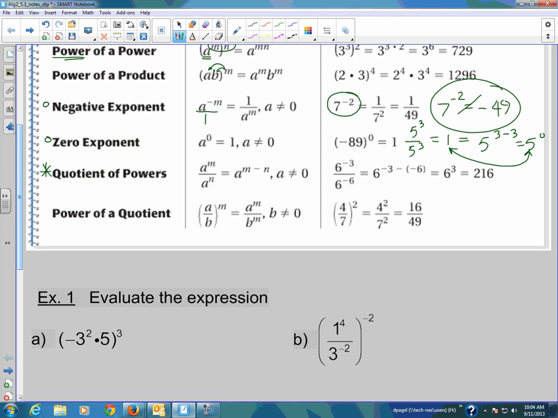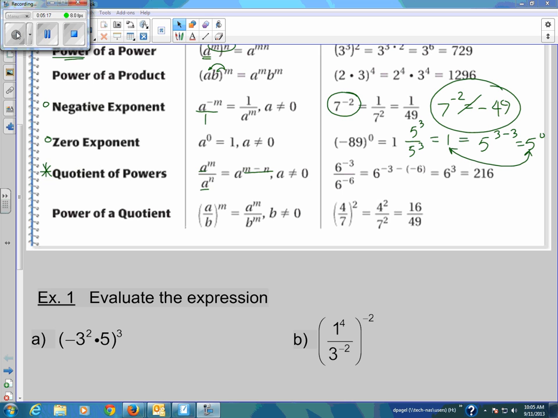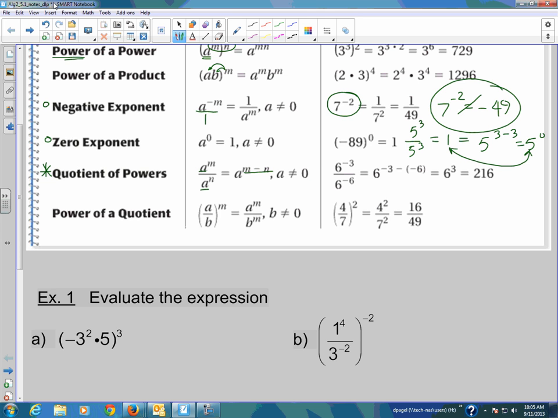Quotient of powers, again, two bases, two different exponents. Now we're subtracting. So product is adding powers. Quotient is the subtraction of those powers. And then finally, the power of a quotient.